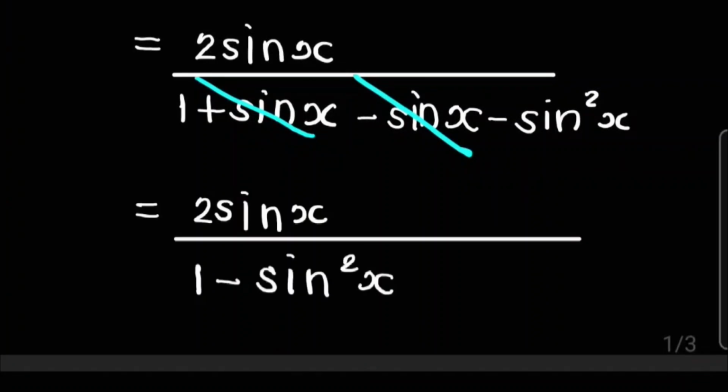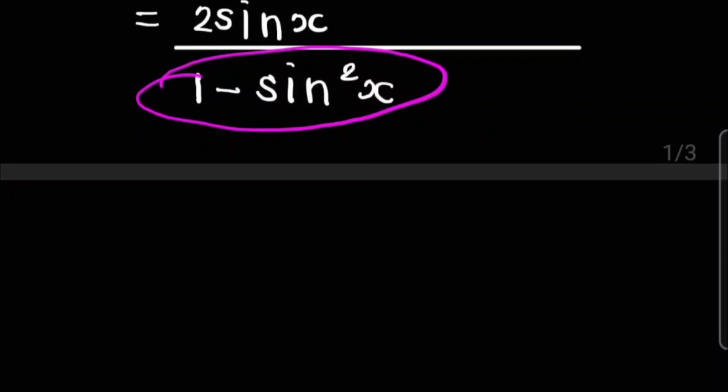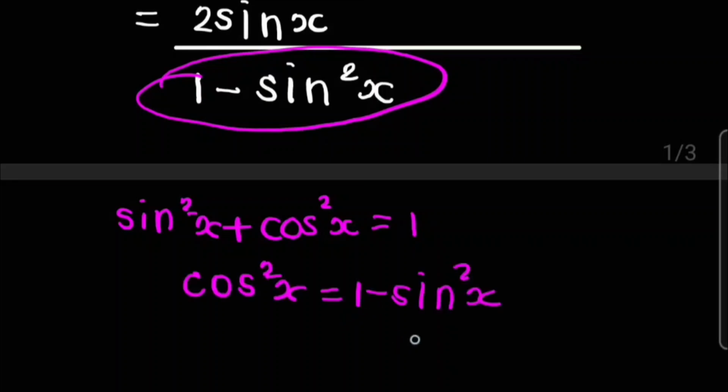Now here's what we're left with. We have 2 sine x in the numerator and 1 minus sine squared x in the denominator. At this point, the 1 minus sine squared x should look really familiar to you. And where it actually comes from is our identity. Sine squared x plus cos squared x is equal to 1. What they've done here is they have taken the sine squared x over to the right-hand side to get 1 minus sine squared x. So we notice that is equal to cos squared x. So our denominator here can be replaced with cos squared x.